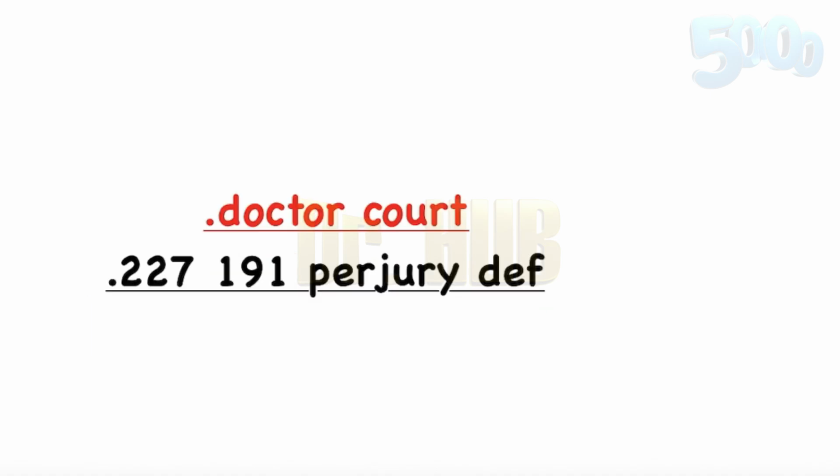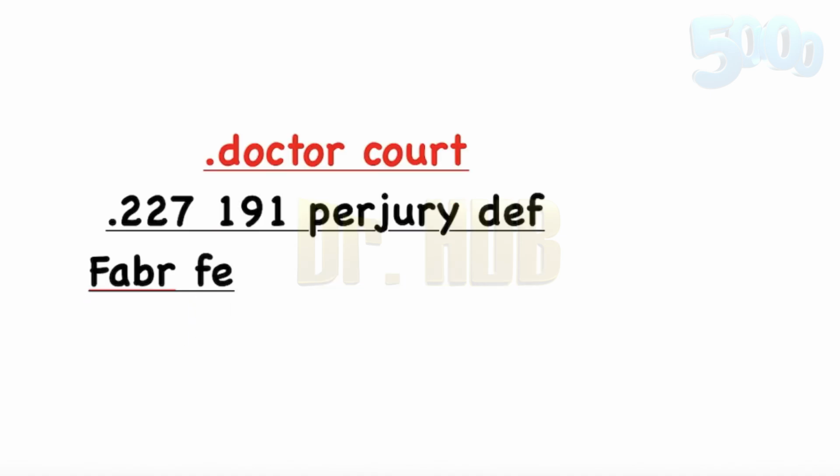Next, when you look at 228 and 192, which is very close to this section, it is fabricating false evidence. So the next one, increasing by one in number, is 192 and 228, that is fabricating false evidence. Next we move on to 229.